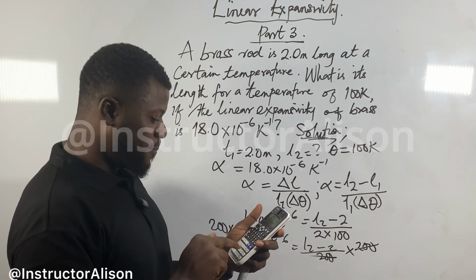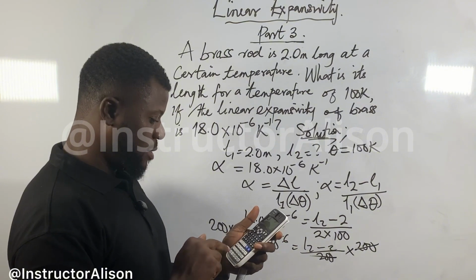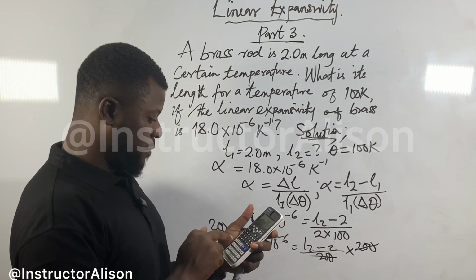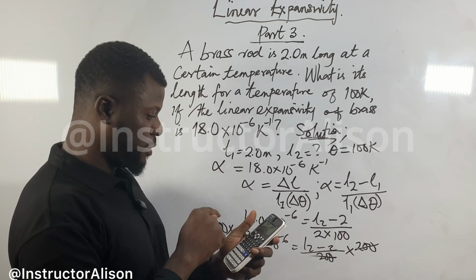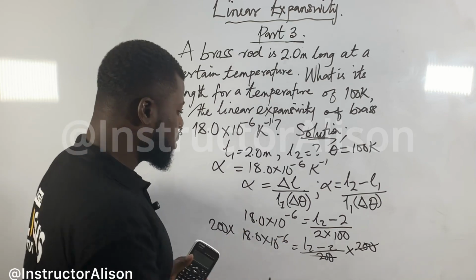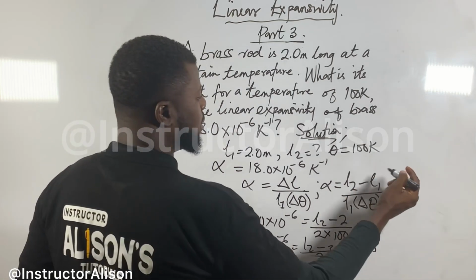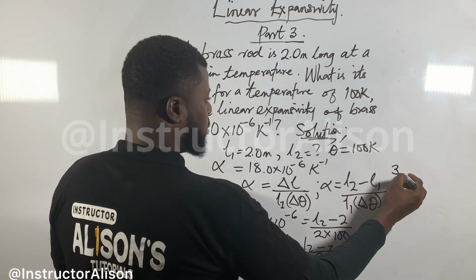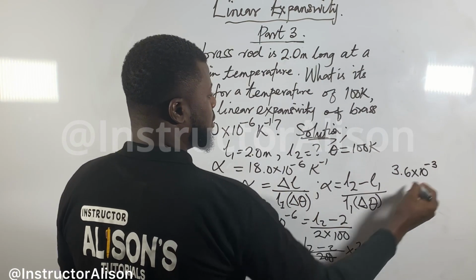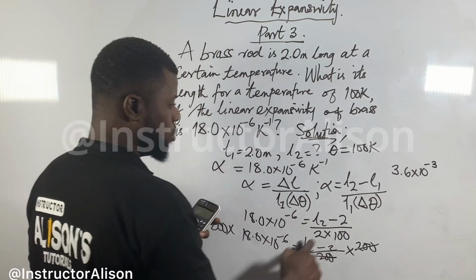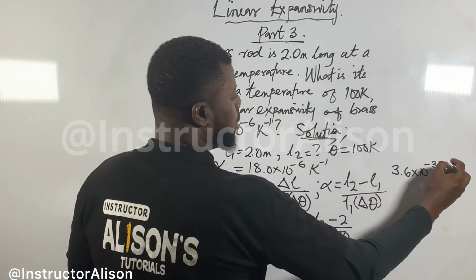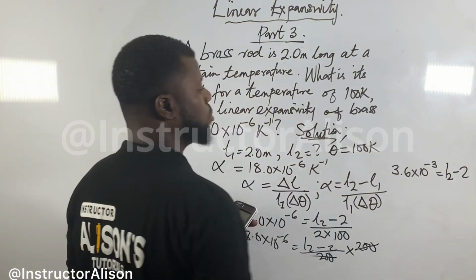So 200 times 18 times 10 to the power of -6. Some people will say, "Why I no put 18.0?" Now same thing. So this one they give us the value where this left side they give us now 3.6 times 10 to the power of -3 equal to, yeah, we get L2 minus 2.